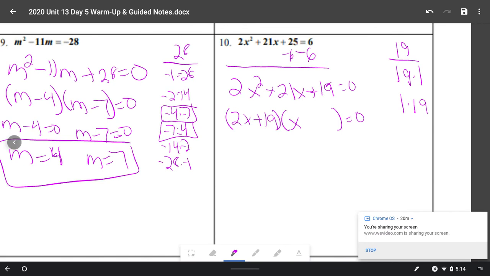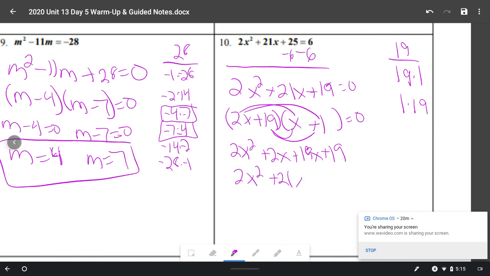So if we do plus 19 plus 1, I'm going to multiply this out to see if it gets us back to the original. So we multiply the first terms by each other, or double distribute, and then we multiply the outermost terms by each other. And then these ones that are right next to each other, so the 19 times the x, and the 19 times the 1. So in the end, we get 2x squared plus 21x plus 19. So I think that's what we were looking for. So this is the winner.